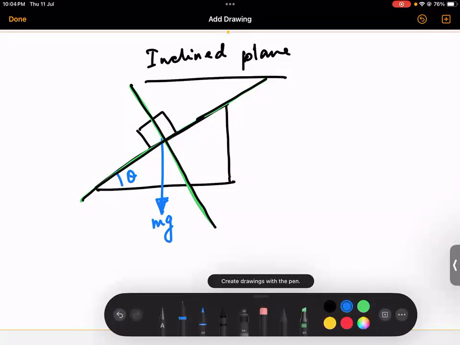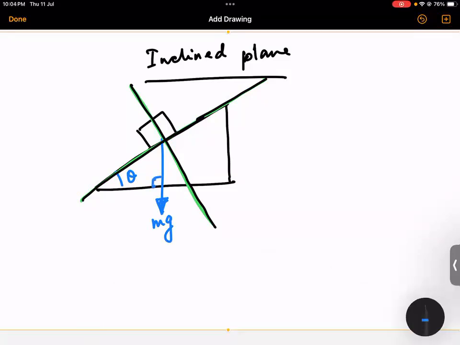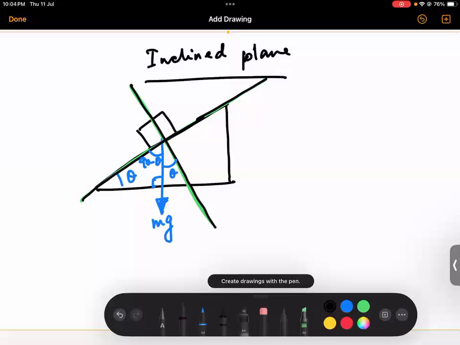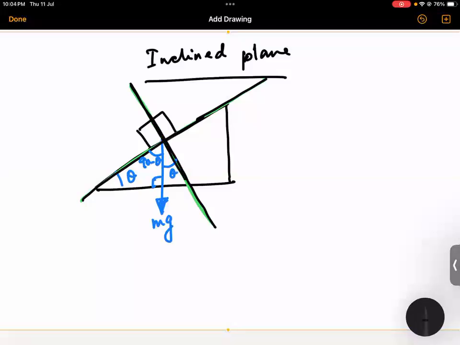Now if I take this to be 90 degree, this angle will be 90 minus theta, therefore this angle will be theta. So very, very important is that this mg is inclined at an angle theta with the vertical axis. This is the vertical axis, this is your mg, and this is your theta.